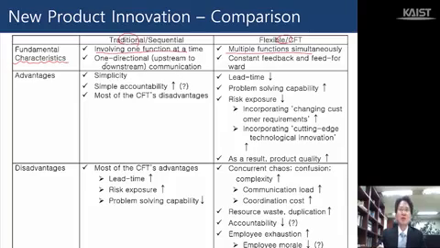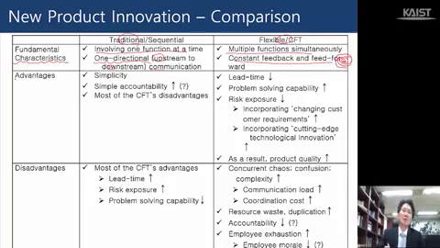In the traditional approach, it's one directional communication from upstream to downstream. There is not much interaction between these two functions. Whereas in the flexible approach, there is constant feedback and feed-forward communication. And therefore, I said that the communication and interaction is kind of continuous.